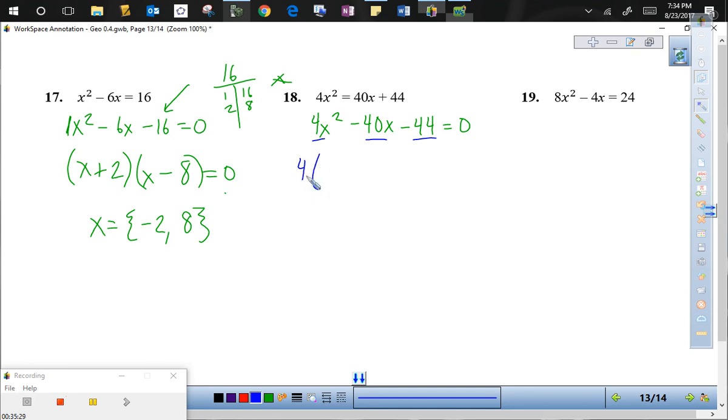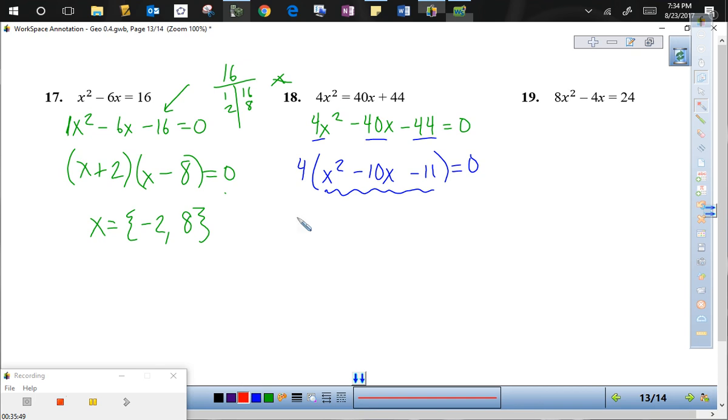So 4x squared divided by 4 is x squared. 40 divided by 4 is 10. We've got minus 10x. 44 divided by 4 is 11, minus 11. Now if you notice, this inside is easy factoring.